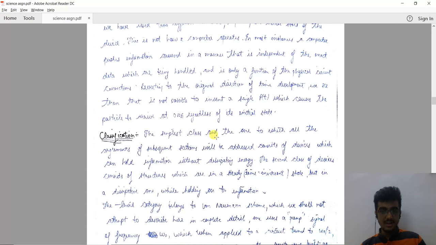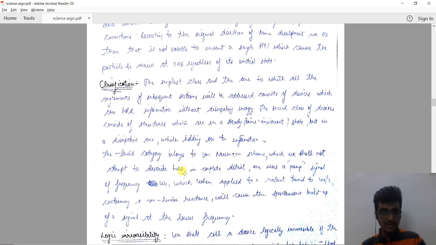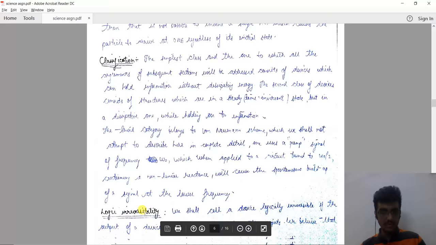Classification. The simplest class, and the one to which all the arguments of the subsequent section will be addressed, consists of devices which can hold information without dissipating energy. The second class of devices consists of structures which are in a steady, time invariant state, but a dissipative one, while holding onto information. The third category belongs to the von Neumann scheme, which we shall not attempt to describe here in complete detail. One uses a pump signal of frequency omega naught, which, when applied to a circuit tuned to omega naught containing a non-linear reactance, will cause the spontaneous buildup of a signal at the lower frequency.